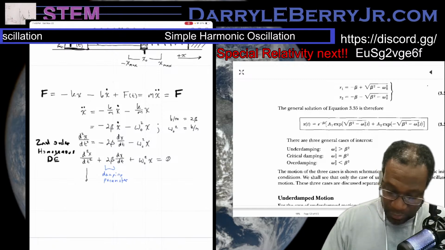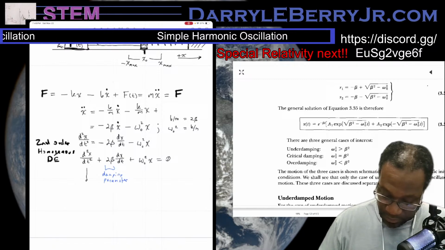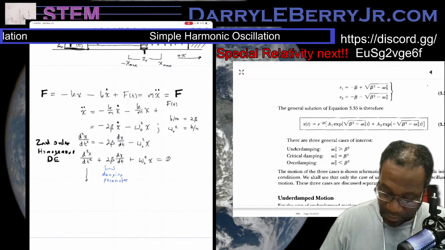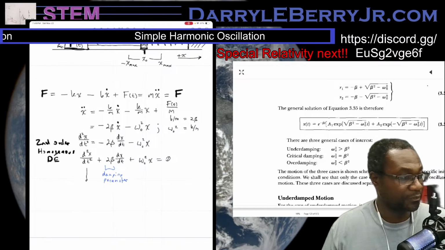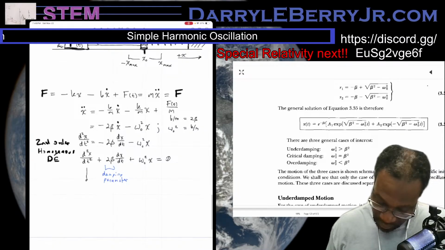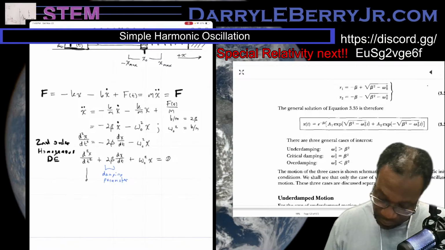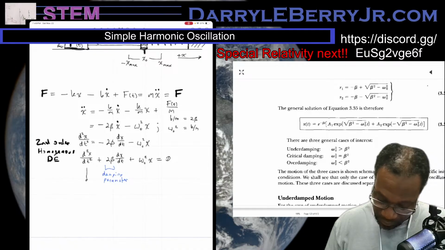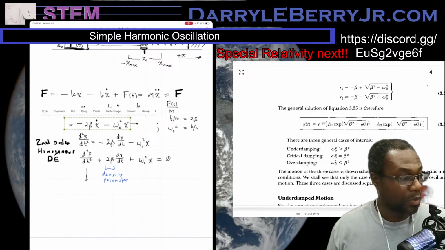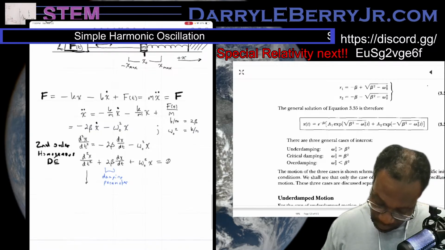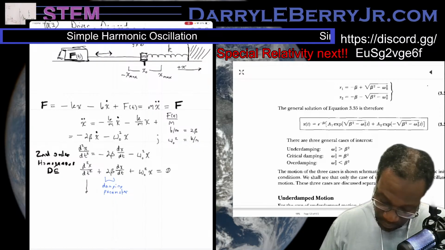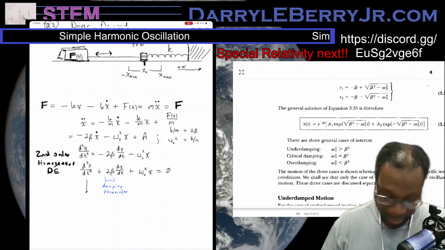So here I can also put plus f of t over m, right? Because the f of t was on the side by itself. And I can move this over a little bit. And we'll call this plus a.